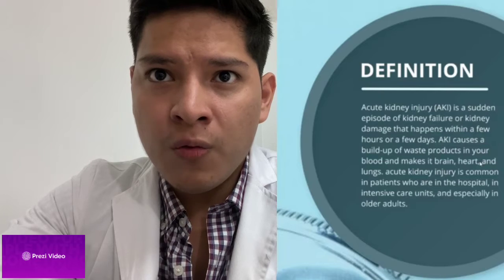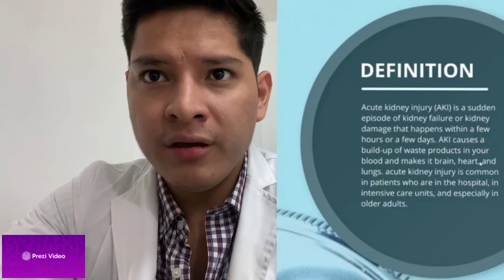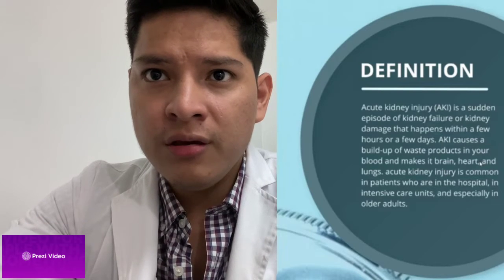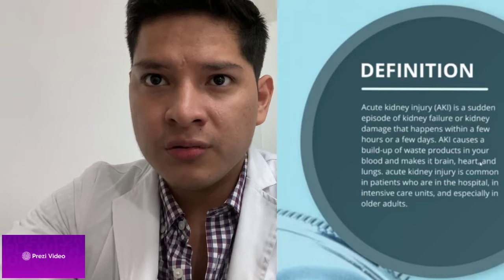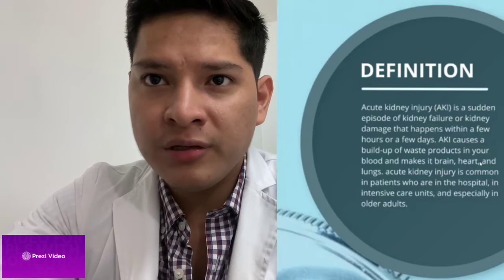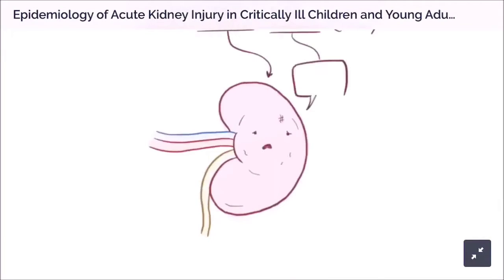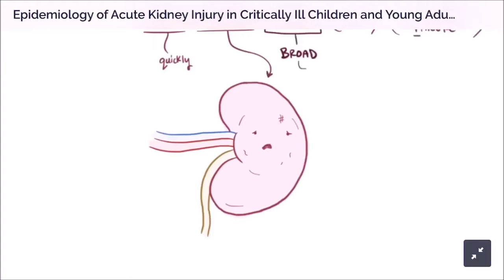AKI causes waste products to build up in your blood. Acute kidney injury affects patients who are in the hospital, in the intensive care unit, and especially in older adults. It occurs when the kidneys are not functioning at 100%, and that decrease in function usually develops relatively quickly, typically over the course of a few days. Actually, AKI used to be known as acute renal failure, or ARF, but AKI is a broader term that also includes subtle decreases in kidney function.